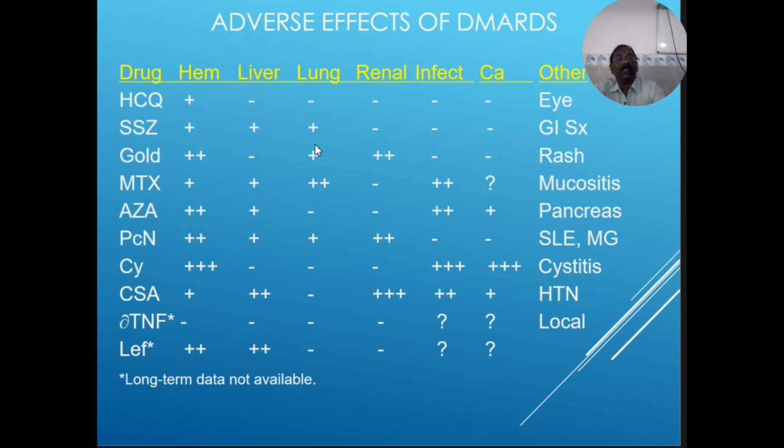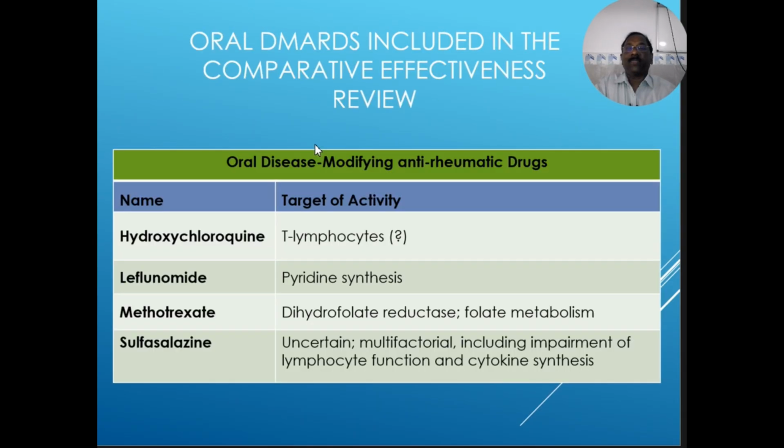So this is a very good slide. It shows you the adverse effects of the DMARDs. See the hydroxychloroquine. So these are the common side effect profile. That's how we have to go for the monitoring. So by getting your CBP, your SGPT, SGOT, and also your urea creatinine, you can rule out the hematological, liver and the renal side effects.